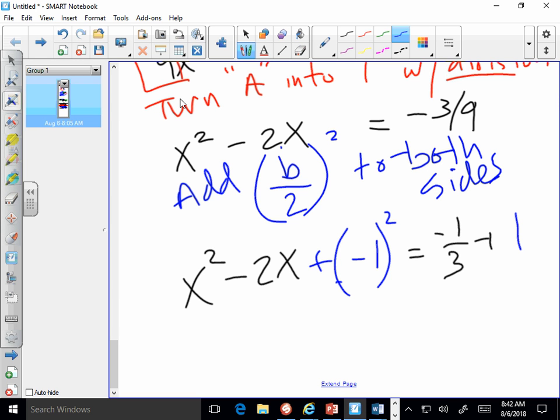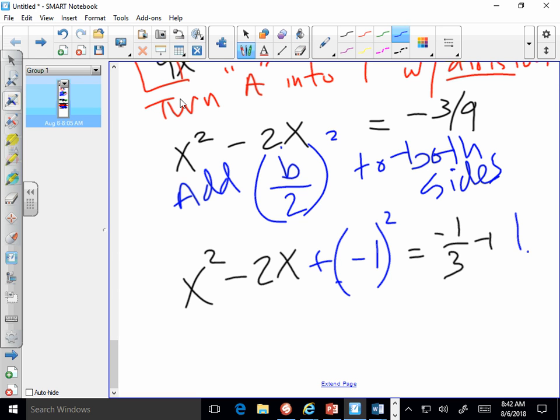Wait a minute. But negative one squared, negative one times negative one, negative times negative is positive, one times one is one. Isn't that the same as adding one to both sides? Yeah. So why didn't I just write plus one over here? It'd be fewer things to write. Yes, sir.